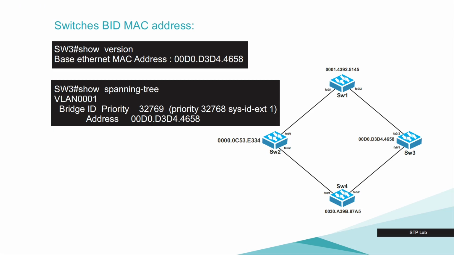One of the important show commands for Spanning Tree Protocol is show spanning-tree. Inside that command, we can see the MAC address that spanning tree will use for the bridge ID. So let's go back to our lab and do this command.